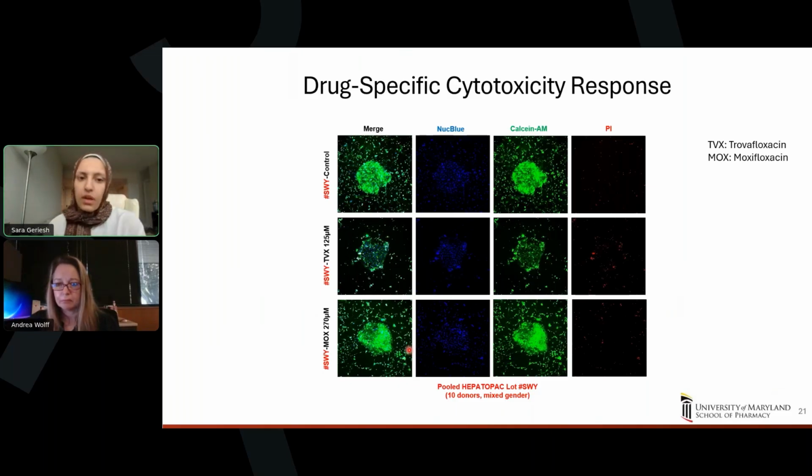Next, we also wanted to see cytotoxicity under the microscope using live/dead staining. So we used trovafloxacin at the IC50 dose, 125 micromolar, and the corresponding dose of moxifloxacin. And we also included the control. This was done in a pooled HepatoPac model consisting of different donors. And it was also evident that trovafloxacin is the toxic drug, where it has less viable cells and more dead cells by PI staining.